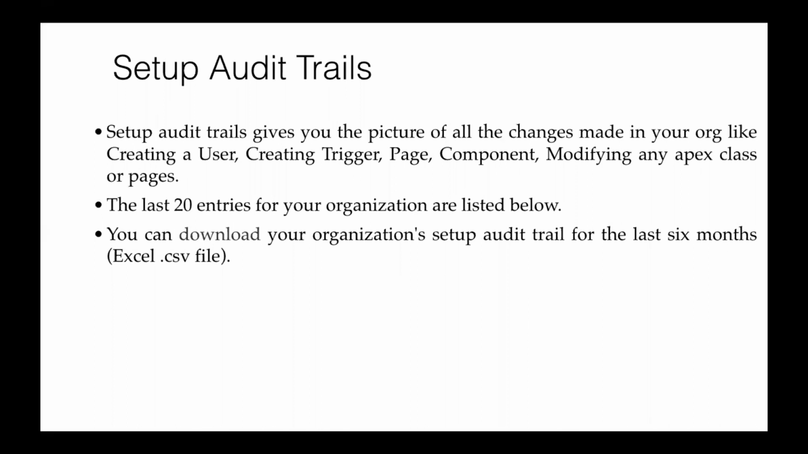Whatever changes we made, like turning on the debug log or requesting email log information, we will be able to see under the setup audit trail. We will be able to see the top 20 entries in the setup audit trail, and if you want to see more, we can download it as a CSV file. So how does this help in our organization?